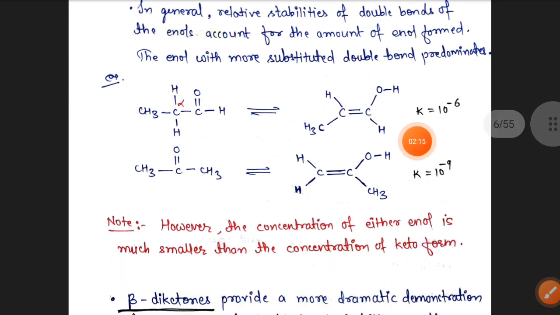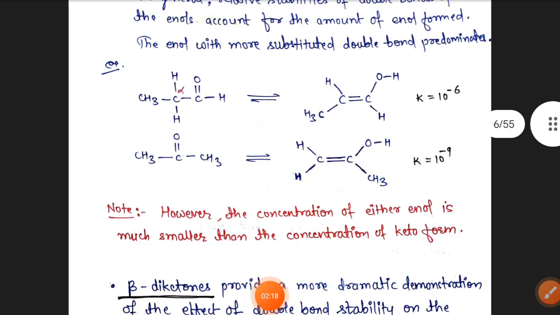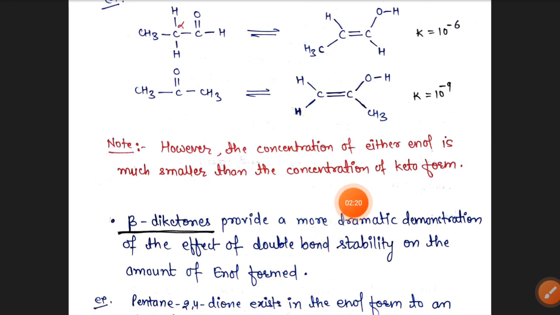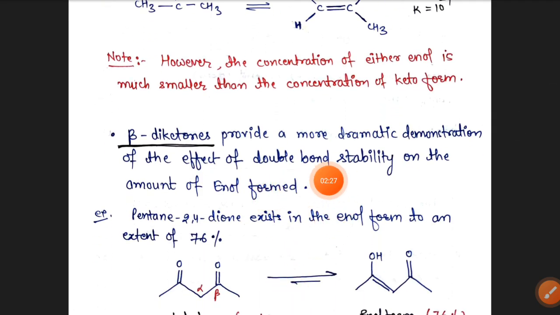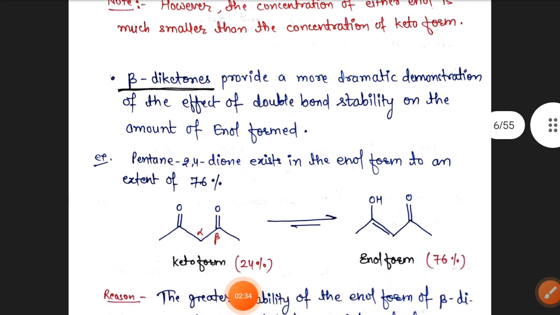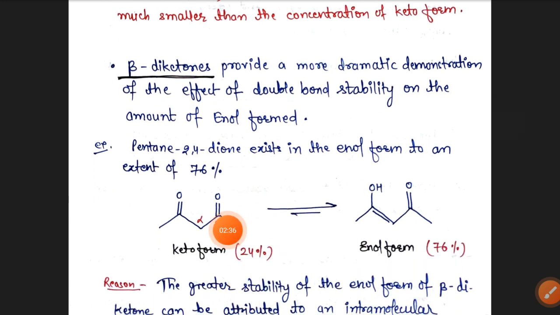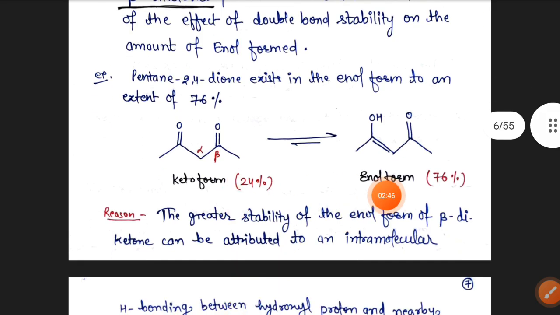Here the K values are given. Note, however, the concentration of either enol is much smaller than the concentration of the keto form. Beta diketones provide a more dramatic demonstration of the effect of double bond stabilization on the amount of enol formed. For example, pentane-2,4-dione exists in the enol form to an extent of 76%. This is the enol formation, and this is the keto formation.